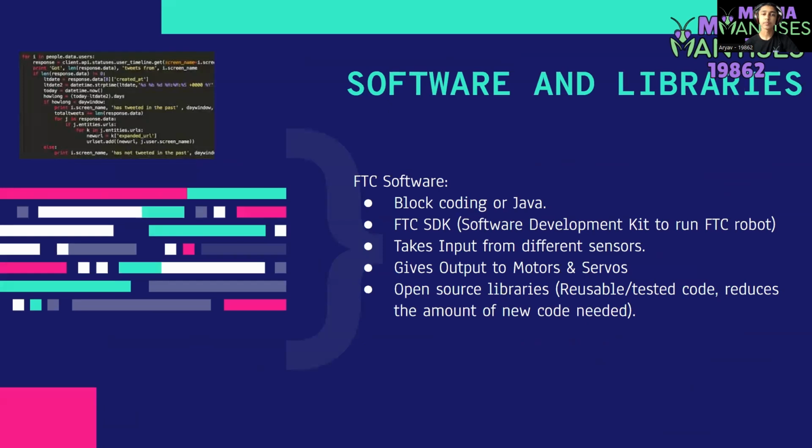Now I'll be talking about software and libraries used for FTC. In FTC, you can choose to do either block coding or use Java. We highly recommend using Java even if you are just starting, as there are numerous different open source libraries that can help a lot in Java programming. The libraries can reduce the amount of coding needed. For example, using the FTC SDK allows us to run the motors and servos on our robot, along with receiving input from different sensors.